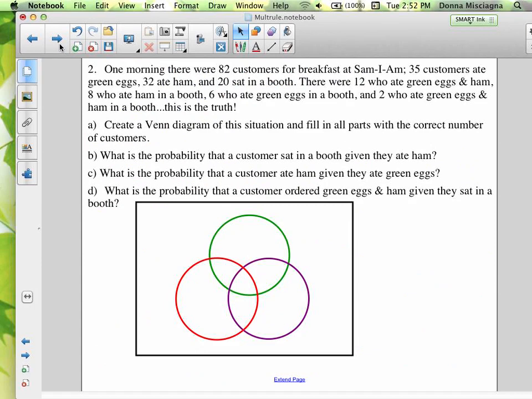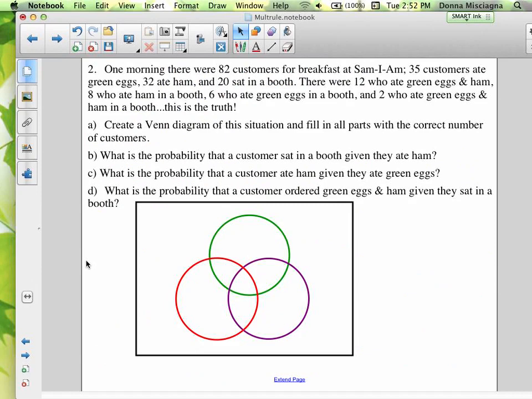One morning, there were 82 customers for breakfast at Sam I Am. My screen thing is blocking. There we go. 35 customers ate green eggs, 32 ate ham, and 20 sat in a booth. There were 12 who ate green eggs and ham, 8 who ate ham in a booth, 6 who ate green eggs in a booth, and 2 who ate green eggs and ham in a booth. This is the truth. Create a Venn diagram of this situation and fill in all parts with the correct number of customers.